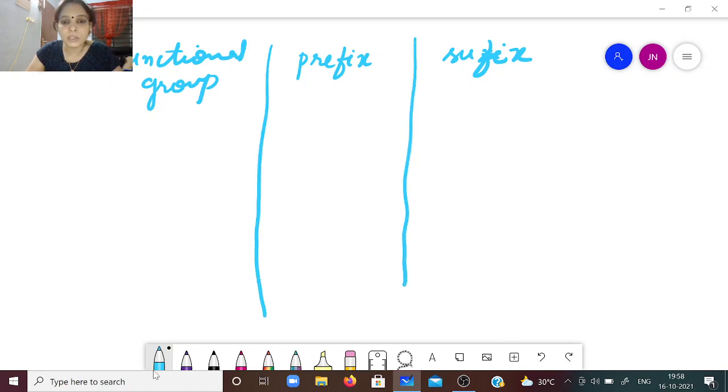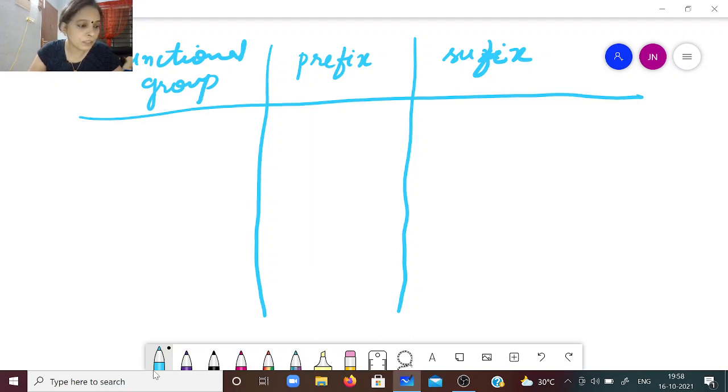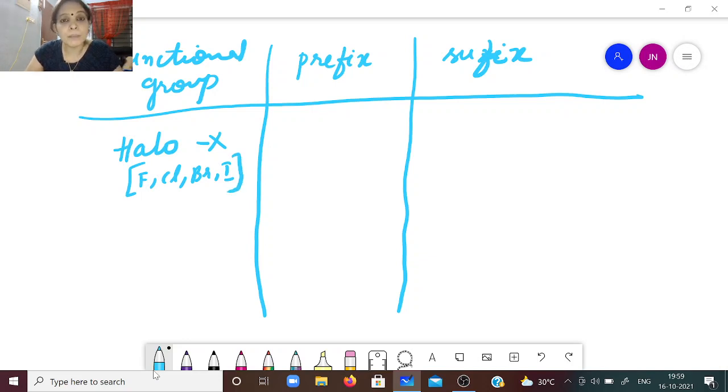You can write down this chart and study. Okay, so functional group. If the functional group is a halo functional group, that is X, we will write it as X. What are X? X are fluorine, chlorine, bromine and iodine. It will always be used as a prefix. Prefix means the compound will be prefixed as halo. For example, halobutane, halopentane.